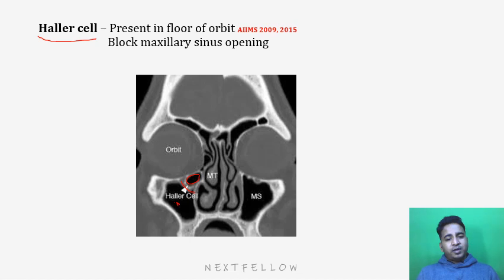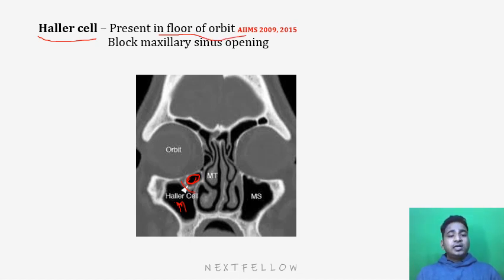Suppose this is my maxillary sinus. I am writing by the M. So superior and medial to the maxillary sinus, or we can say inferior and medial to the orbit, this is the cell which is known as Heller cell. It is present in the floor of the orbit. Again, very important, it has been asked in previous examination.